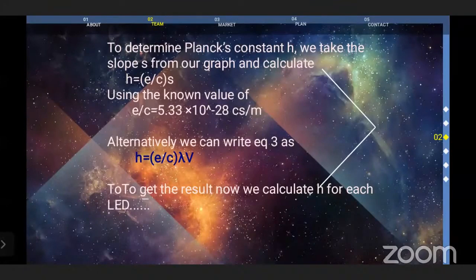Using the known value of e by c, that is, we know that e equals 1.6 times 10 raised to the power minus 19 coulomb, and c is 3 times 10 raised to the power 8 meter per second. So we can calculate e by c equals 5.33 times 10 raised to the power minus 28 coulomb second per meter. And alternatively, we can write the equation as h equals e by c into lambda V. From this, we can calculate the value of the Planck's constant.